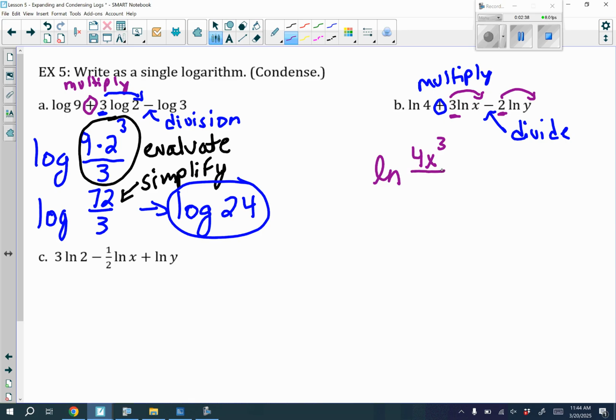I see a minus. So that means I'm going to divide. My base is y, or my term here. And then I have my 2. That's going to be the exponent. And then I only wrote one logarithm. So remember, natural log is a log. So this would be my final answer. Okay, go ahead and pause the video and try part C.